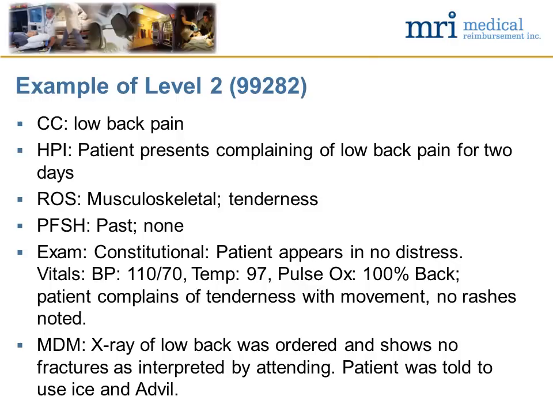For a level 2, again, we have the chief complaint, a brief HPI, problem pertinent review of systems, 1 past family social history, which gives us an expanded problem-focused HPI. In the exam, we have 2 body areas, which gives us an expanded problem-focused exam, and we have low complexity medical decision making.